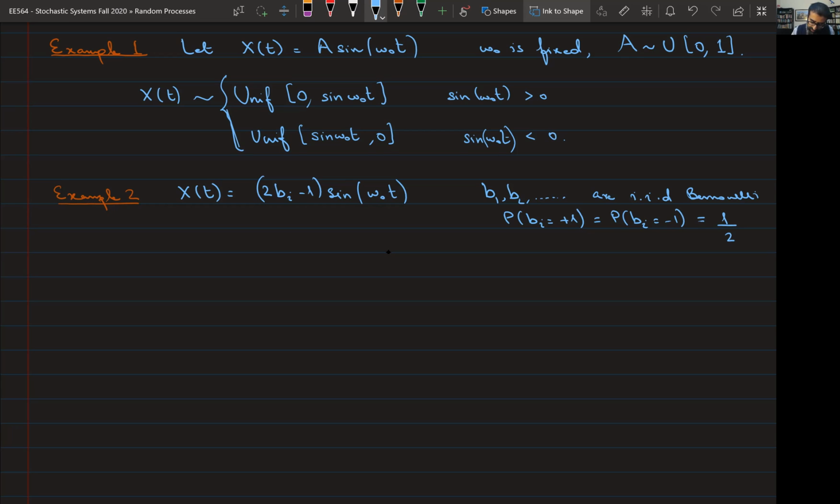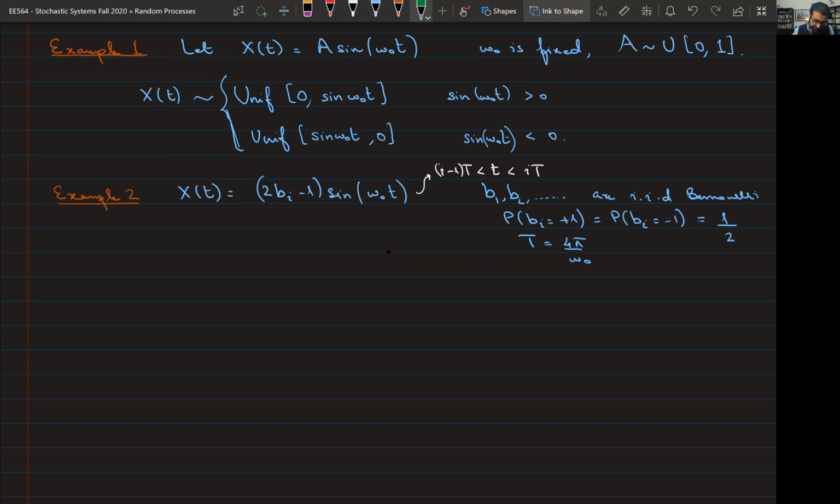Another assumption I want to make here is that, I've missed out something. x of t equals this quantity as long as (i minus 1) times T is less than t is less than i times T, right? And let's assume that T equals 4 pi by omega naught. And I gave you a realization of this random variable.